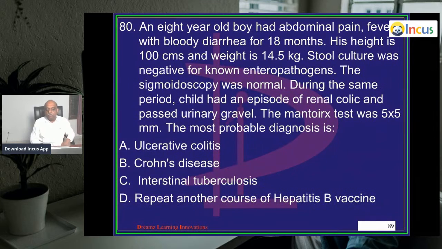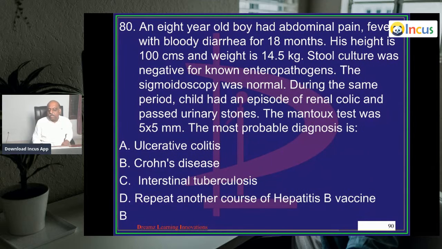An 8-year-old boy has abdominal pain, bloody diarrhea, Mantoux was negative, sigmoidoscopy was normal, and he was passing urinary stones. What is the possibility? Mantoux negative, so unlikely to be intestinal TB, but passing urinary stones. That is the secret clue. What is your answer? Crohn's disease.